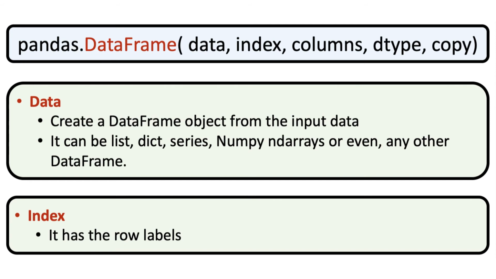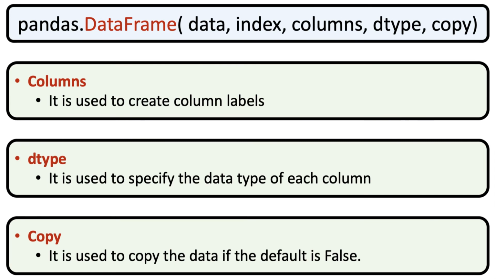The second argument is index. Index contains the row labels. The third argument is columns. It is used to create the column labels. As we know that we are going to deal with two-dimension data, it contains rows and columns. So for rows, there is the index argument, and for columns, there is the columns argument. The next argument is dtype, the data type. It is used to specify the data type of each column, which type of data it is. It is an optional parameter. If you want, you can provide it, otherwise leave it.